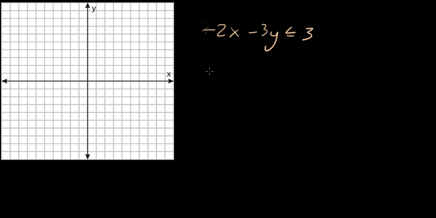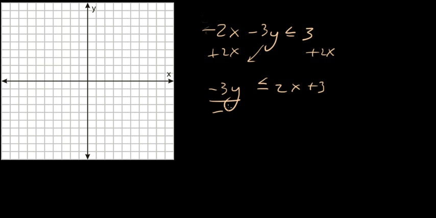First, I've got to solve for y, don't I? So add 2x, add 2x. Negative 3y, I'm just taking this one and putting it over here, is less than or equal to 2x plus 3. Now I divide by negative 3, and ladies and gentlemen, remember solving inequalities? What do we do when we see the negative sign? When we divide by a negative number, we have to reverse the sign because I'm dividing by a negative number.